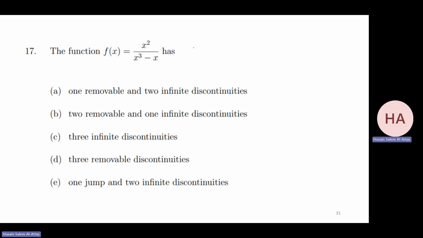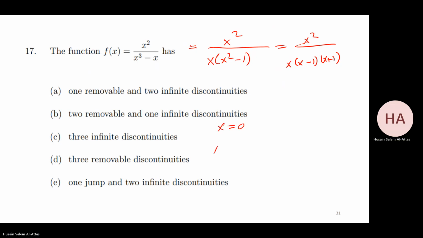This one, it will be what? x squared over x times (x squared minus 1). That will be x squared over x times (x minus 1)(x plus 1). Our potential ones are x equal 0, x equal minus 1, x equal 1. Here, since everything cancelled, we have removable. Here, I have infinite discontinuity.